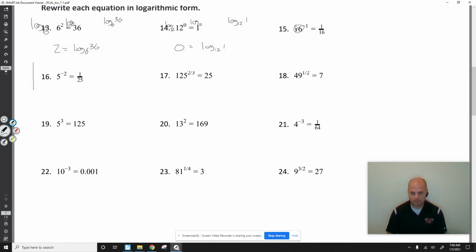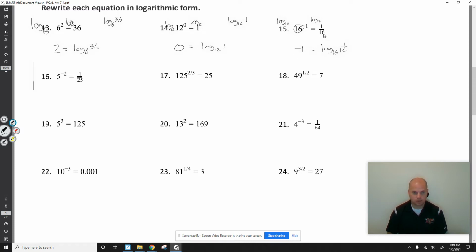The base of the exponent is 16, so I take the log base 16 of both sides. So the logarithmic form of 16 to the negative first power equals 1 over 16 is negative 1 equals log base 16 of 1/16. Okay, so this is the logarithmic form.